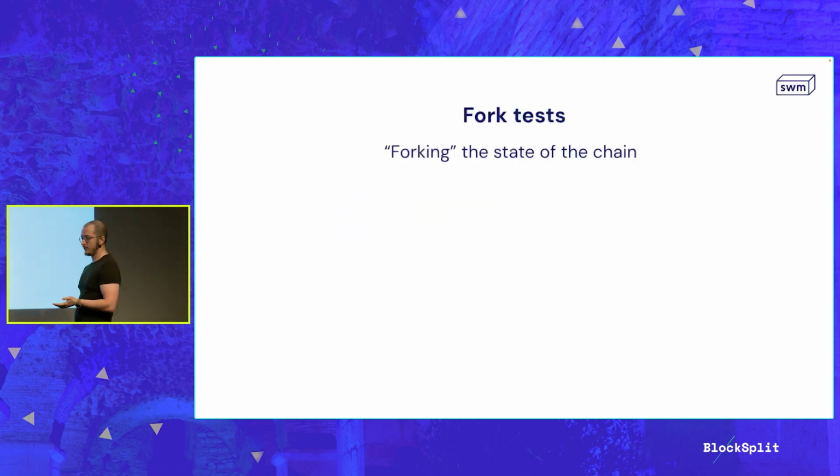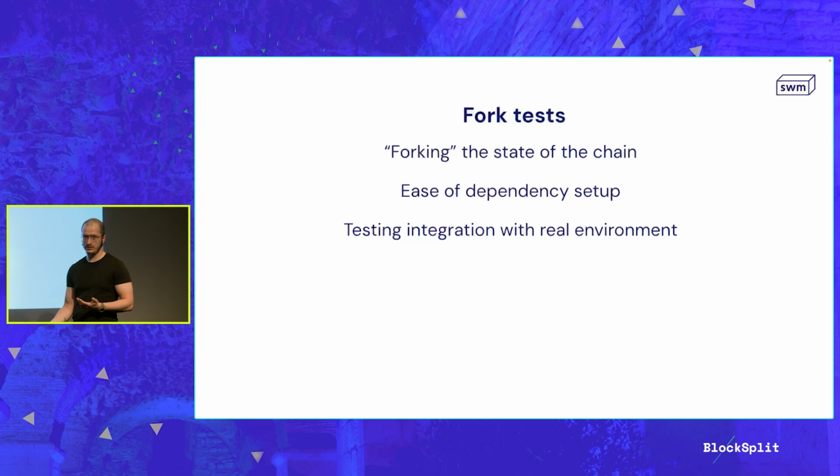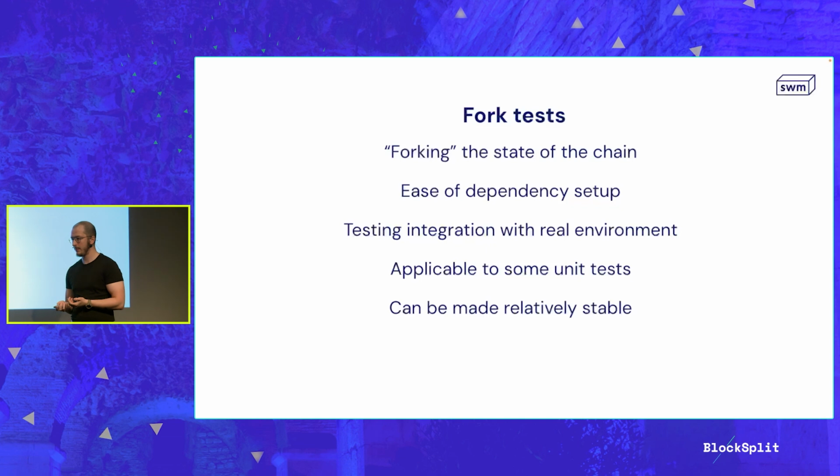Yeah, it's forking the state of the chain, obviously. You can choose the chain as you want. It's easier to set up the dependencies, so other contracts that are on the chain. It's real environment testing, so basically you could fork mainnet and see if it all is going to fit together well. It is applicable to some unit tests, but mostly we use that for integration testing and end-to-end testing.